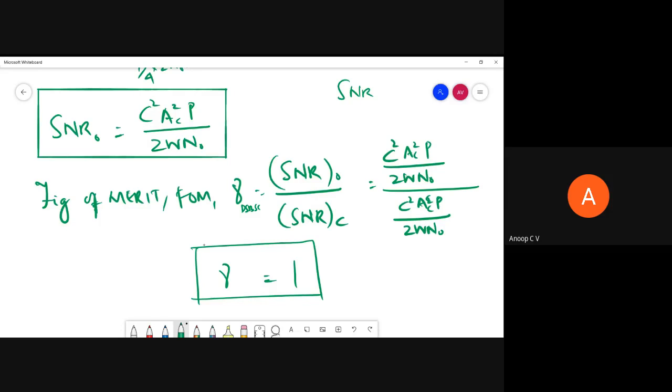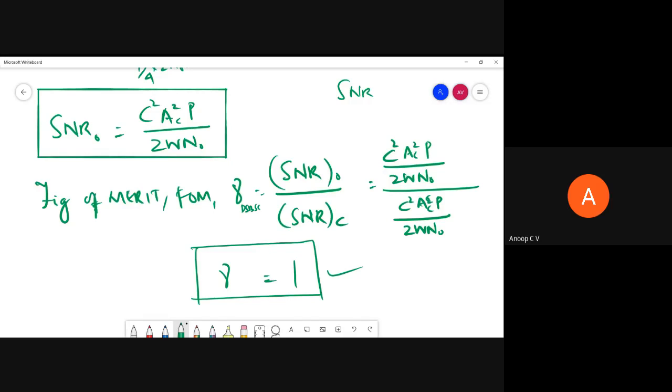So this is okay, right? Permissible. But if it was less than 1, then it's not a favorable condition. Normally we need it to be greater than or equal to 1. This figure of merit should normally be greater than or equal to 1, but it's equal to 1 here. That is okay. So this is the figure of merit of DSBSC.